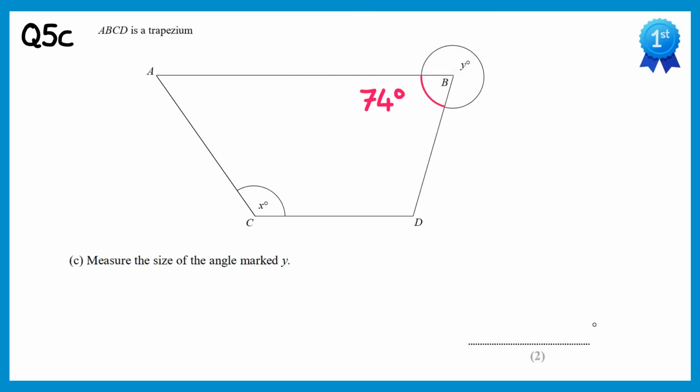So the red angle here is 74 degrees, but we needed angle Y. These two angles go together to make a full circle, so I could do 360 take away 74 to find angle Y, which gives you Y is 286 degrees.